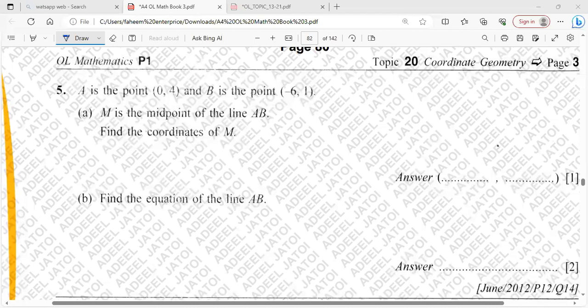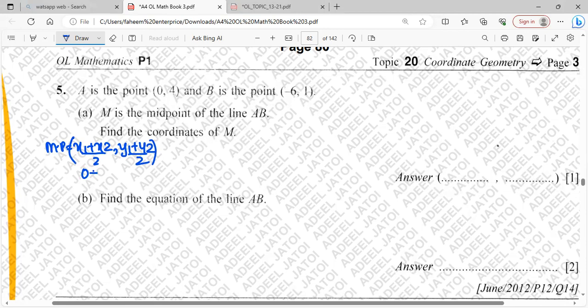Question number 5. It says that A is the point (0, 4), B is the point (-6, 1), M is the midpoint of the line AB. Find the coordinate M. That means we need the midpoint. Your midpoint formula is (x1 plus x2) upon 2, (y1 plus y2) upon 2. This is your midpoint formula.